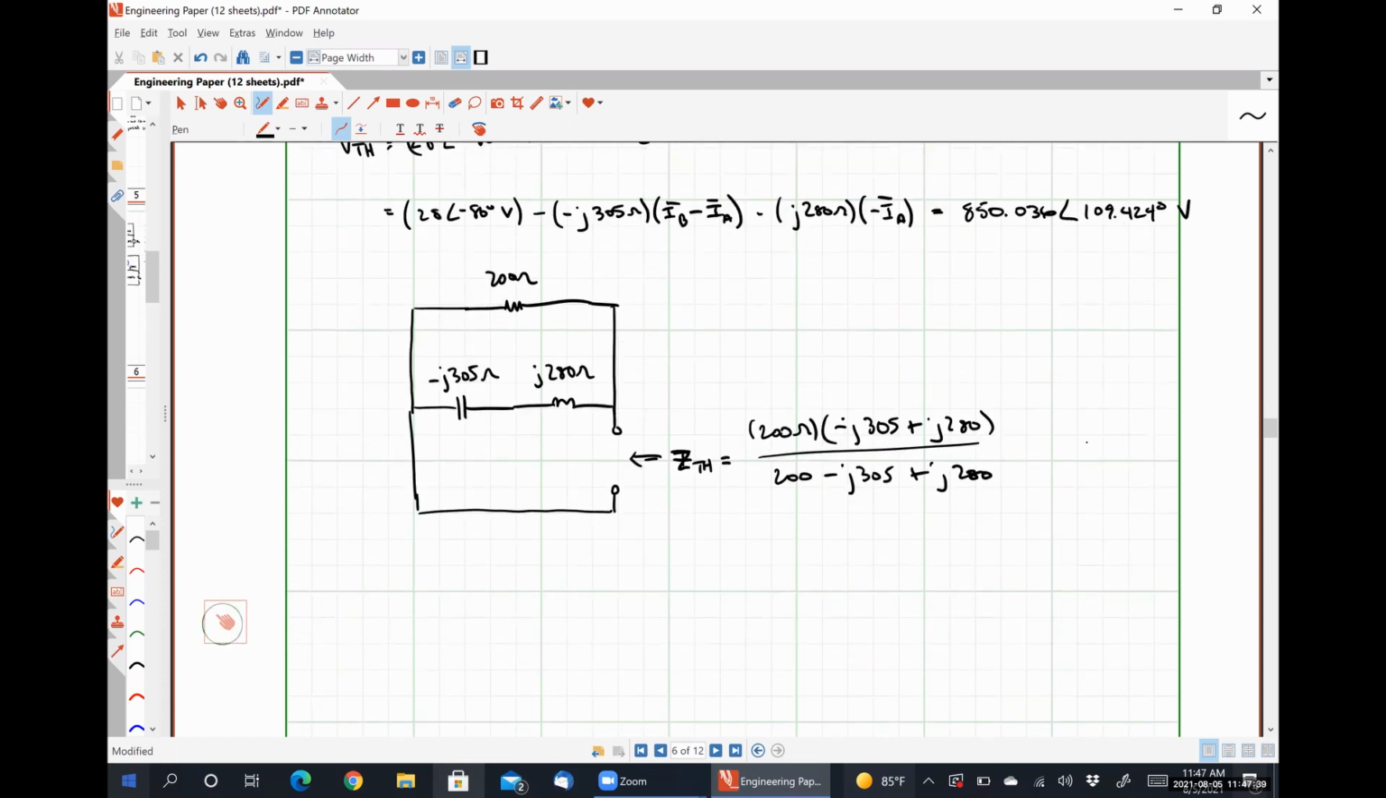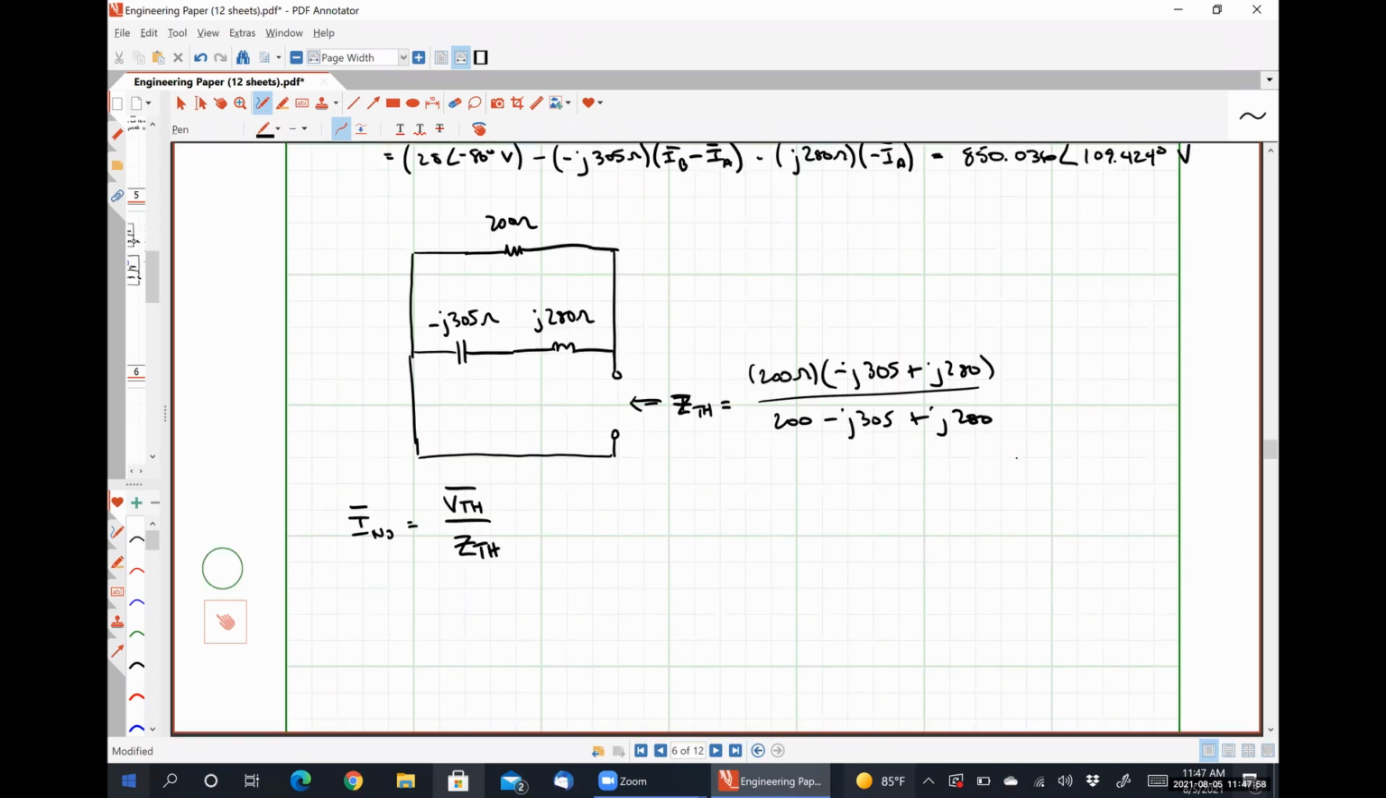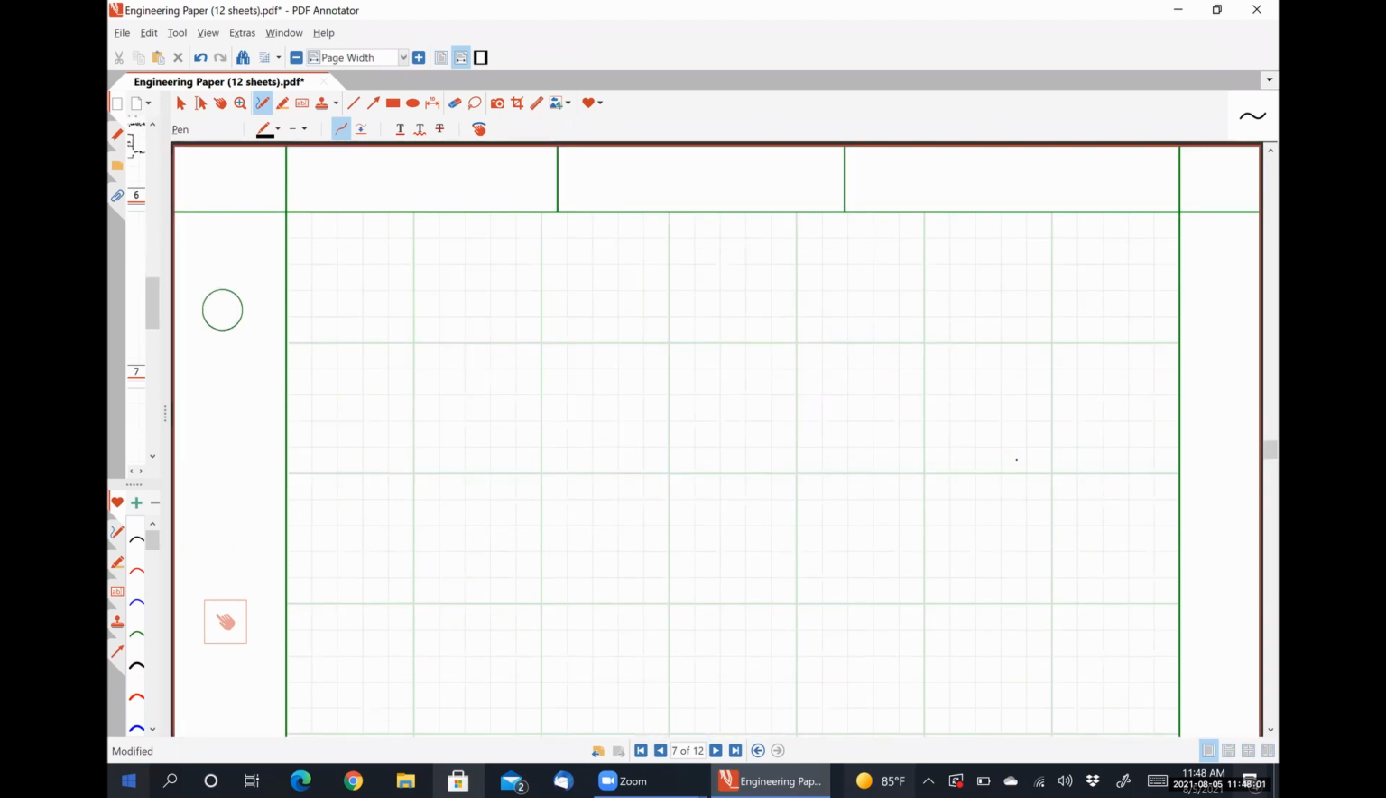And then, kind of jumping ahead here because I didn't realize we were this close to being at the end of class, I Norton would be VTH divided by ZTH, right? So for parts D and E, I'll just talk you through this real quick, under the assumption that you've gotten parts A, B, and C correct at this point. We want the power absorbed if ZL is equal to ZTH.